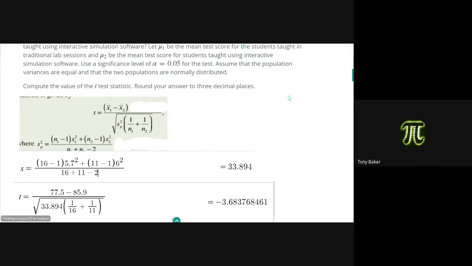So we've got our hypotheses, we've got our test statistic. We now need to find our rejection region. So what's my degrees of freedom? I've got two samples. Nope, this is the one where we know they're equal, so we add them and subtract 2. If we didn't know they were equal, you would be right, we take the lower one.